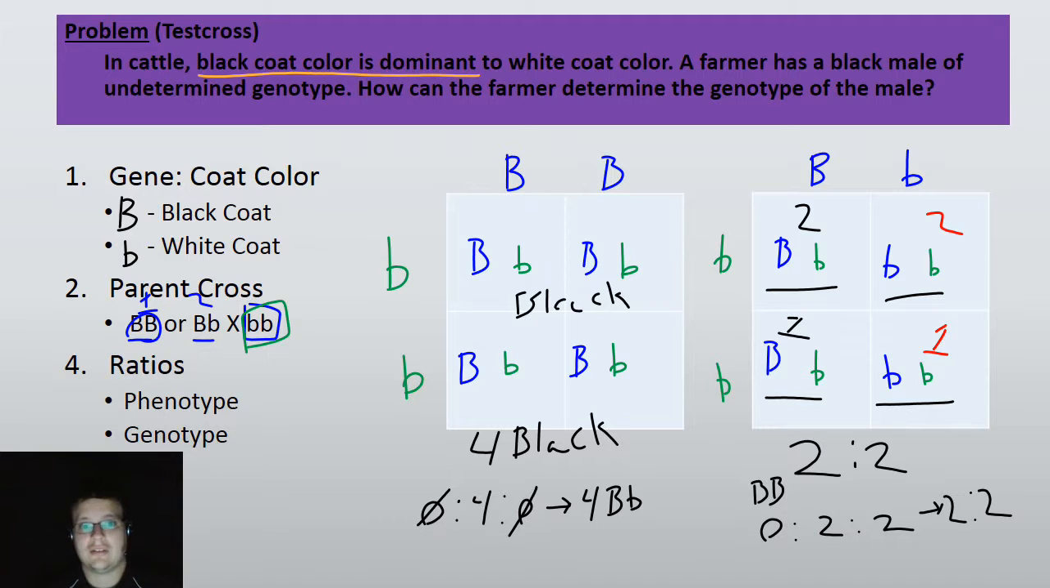So again, a test cross is only used to determine if you do not know the coat color. So you cross it with a known coat color. In this case, the homozygous recessive. And if that black coat cattle comes out either one of these, you can determine whether it's homozygous dominant or homozygous recessive.